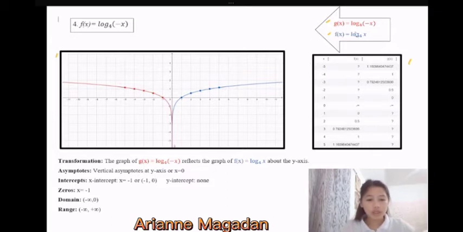So comparing the two equations, we have the -x. In that case, there is what we call reflection about the y-axis. So to describe the transformation, the graph of g of x equals logarithm base 4 of -x reflects the graph of f of x equals logarithm base 4 of x about the y-axis.